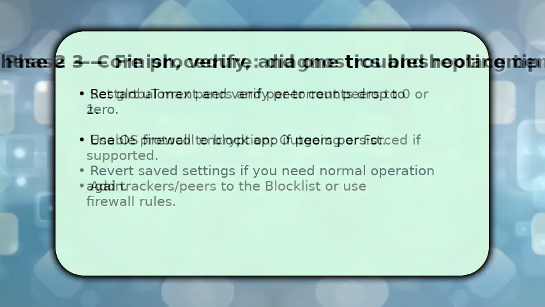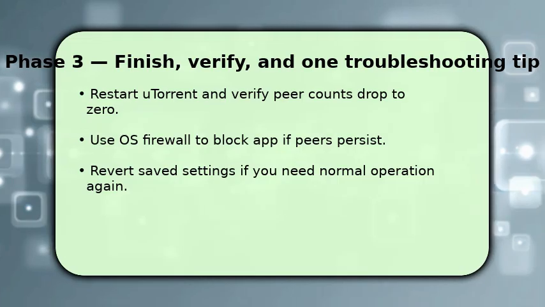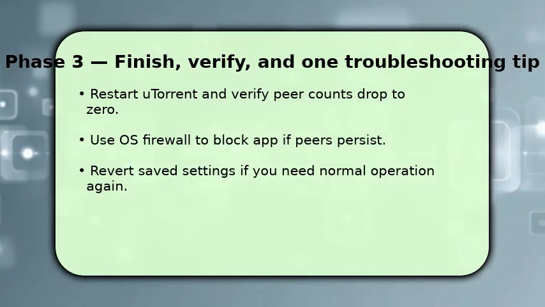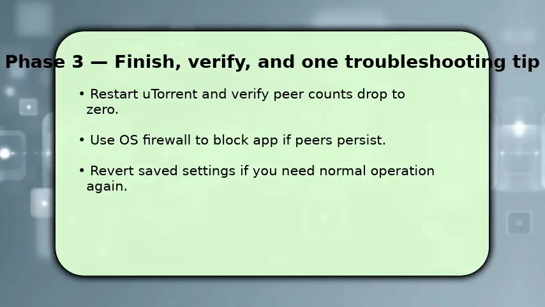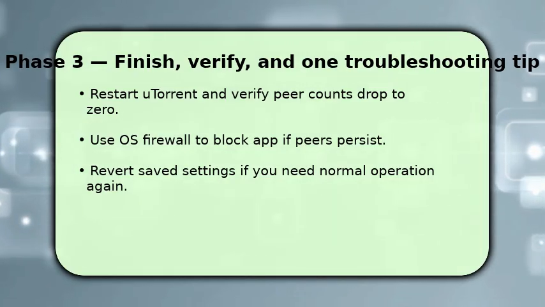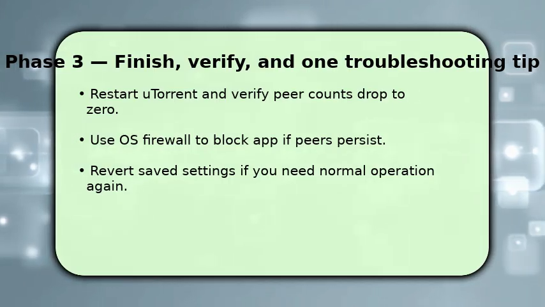Finish by restarting uTorrent to ensure settings take effect, then check the peers column. Counts should fall to 0 or 1. If peers persist, create an explicit OS-level firewall rule blocking uTorrent.EXE or the specific listening port, that guarantees no new connections.